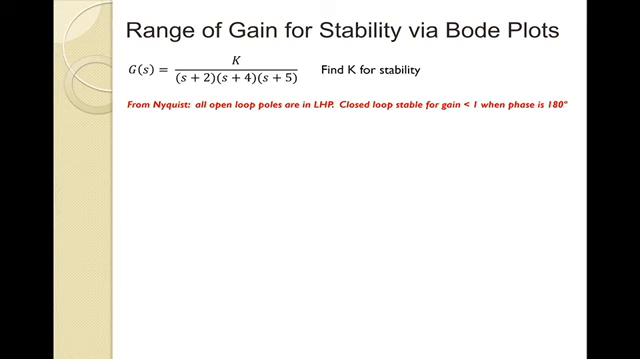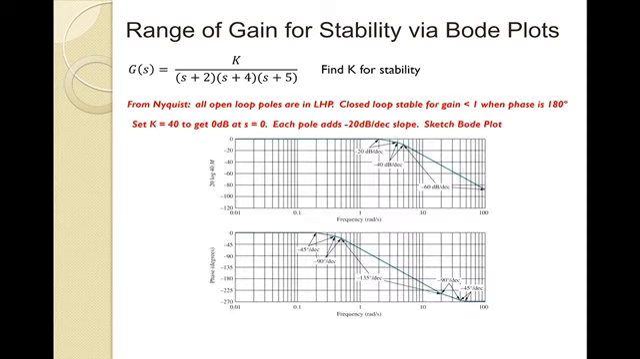So in terms of stability, what we need for a closed loop stable system is a gain less than 1 when the phase is 180 degrees. So that's the approach that we're going to apply relative to our Bode plots.